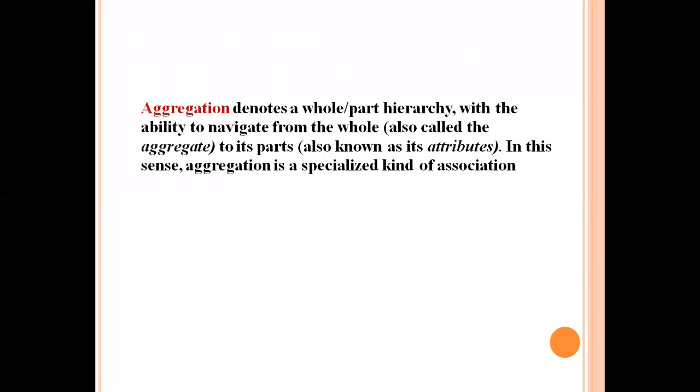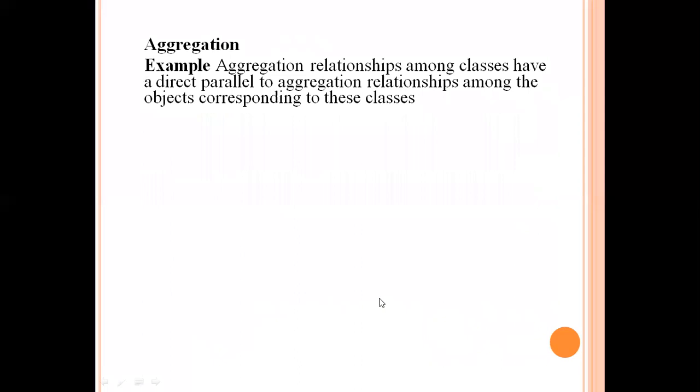Okay. Next one, aggregation. Aggregation denotes a whole-part hierarchy, with the ability to navigate from the whole to its parts of the system. Aggregation is a special kind of association. The relation between a part of the system and the whole system is called aggregation. The aggregation relationship among the classes has a direct parallel to the aggregation relation among the objects corresponding to these classes.